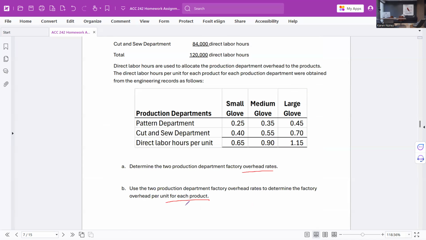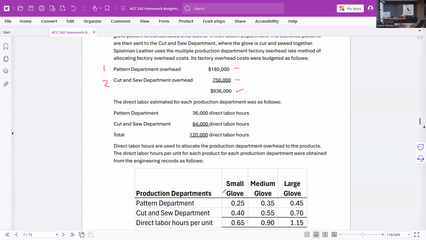So first thing we need to do is find the rates. Again, the way you find a rate, it doesn't matter whether it's one rate, two rates, or 15 rates, it's always going to be the cost divided by the activity, right? The cost, 180,000 divided by the activity for the pattern department, 36,000 hours. Then the cost, 756,000 divided by the activity for cut and sew, 84,000.